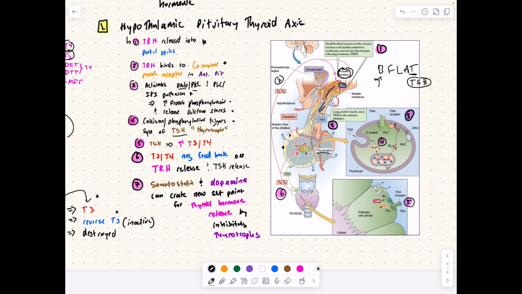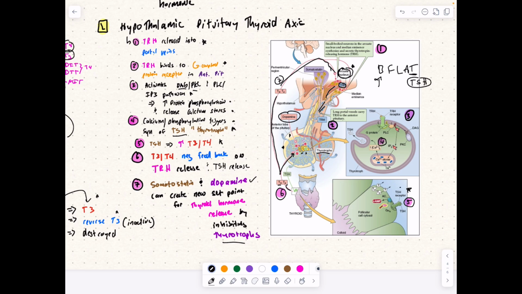Thyroid stimulating, I really hope they don't ask us about that. That's so uncool. Thyroid stimulating hormone increases, we know, T3 and T4 from the follicular cells, and then you have negative feedback on both the thyrotropes in the anterior pituitary and on the nuclei in the arcuate nucleus. Okay, and so T3 and T4 are doing negative feedback, and then you also have somatostatin and dopamine that can inhibit the thyrotropes as well.